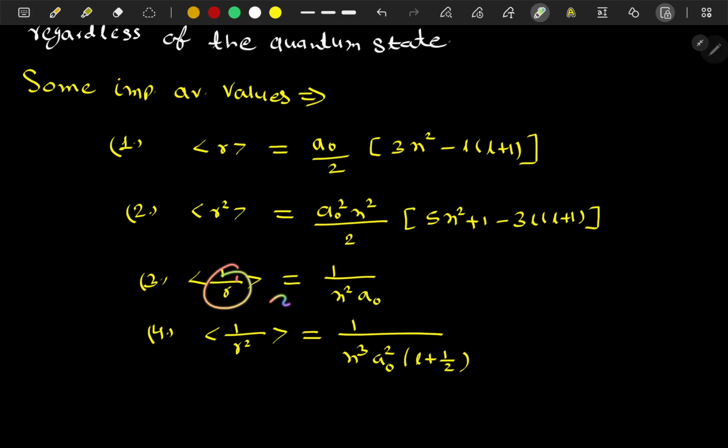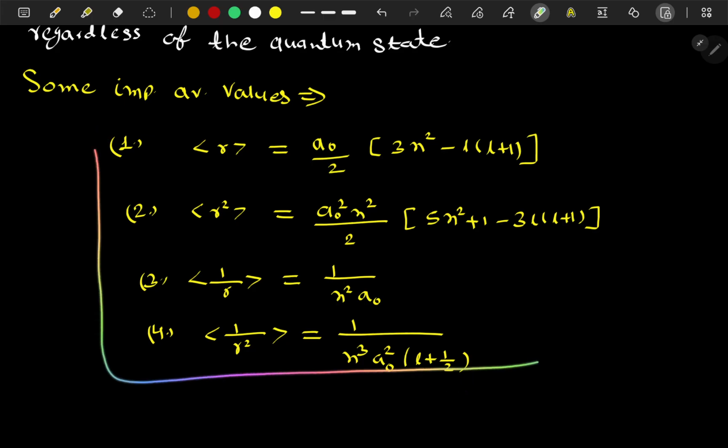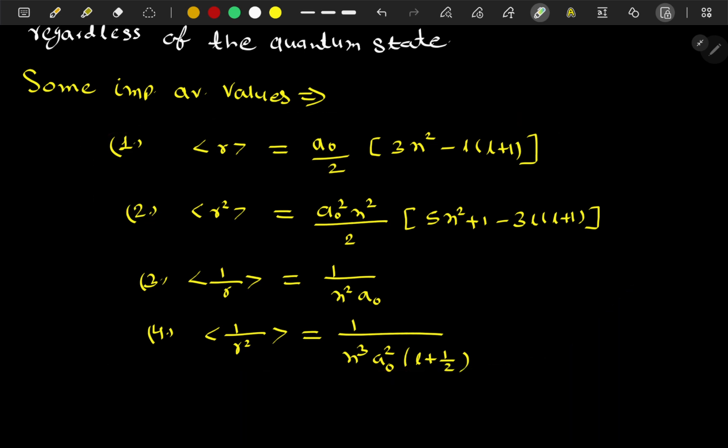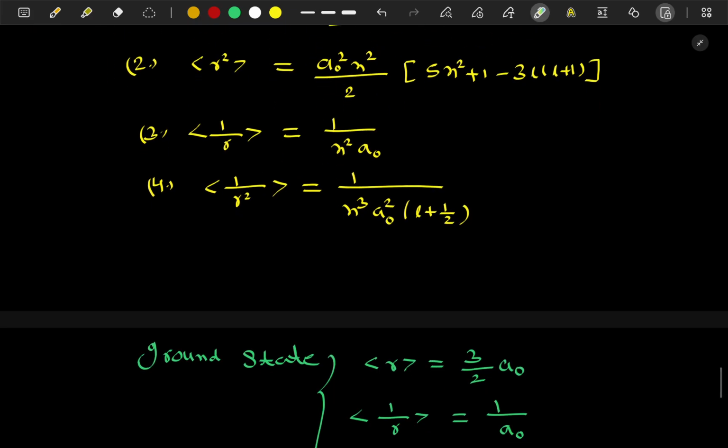So the expectation value of 1 by r equals 1 upon n square a naught, and 1 upon r square equals 1 upon n cube a naught square into l plus 1 by 2. Capture this in your mind. Photographic memory must be utilized here. Once again, r is a naught by 2 times 3n square minus l into l plus 1. The expectation of r square equals a naught square n square by 2 times 5n square plus 1 minus 3 l into l plus 1. 1 by r equals 1 upon n square a naught, 1 upon r square equals 1 upon n cube a naught square into l plus 1 by 2.